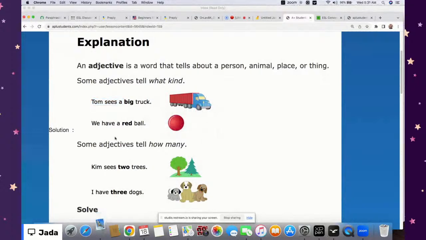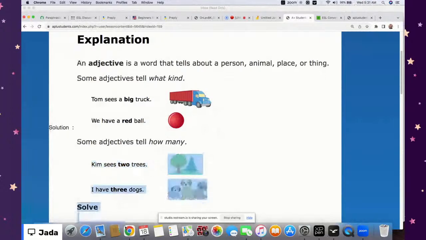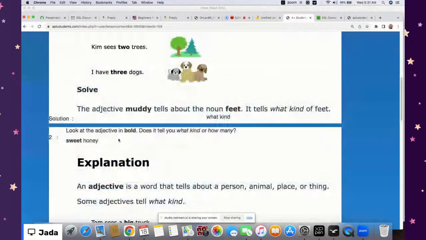Now, some adjectives tell how many. That is the last unit we just did, the one that had the numbers. So how many trees does Kim see? Kim sees two trees, right? Because we have one, we have two. And for the dogs, one, two, three. I have three dogs. So take notes and make sure you remember. Now we'll check some examples.